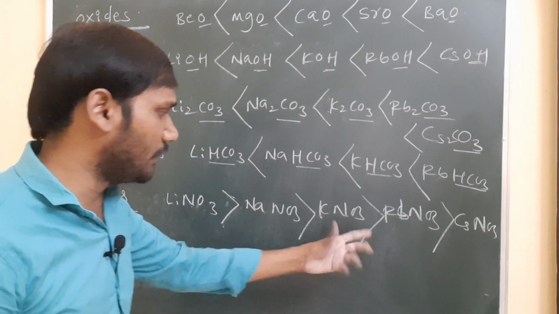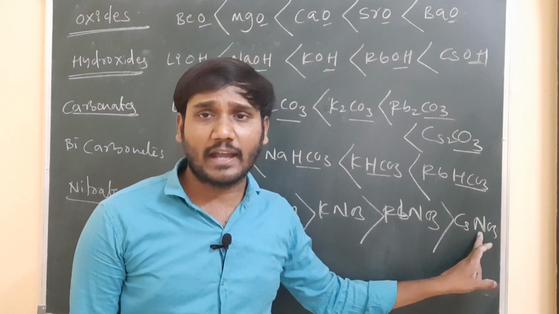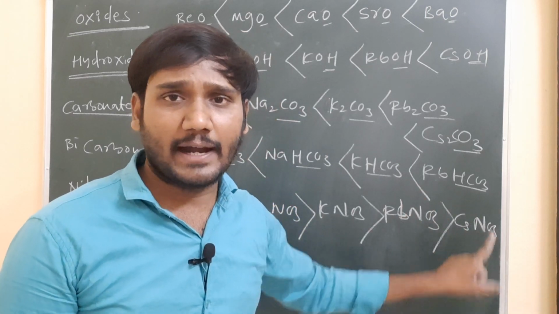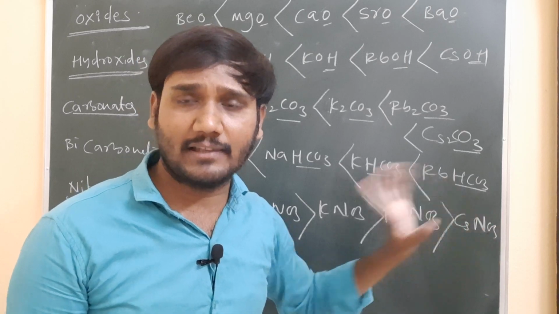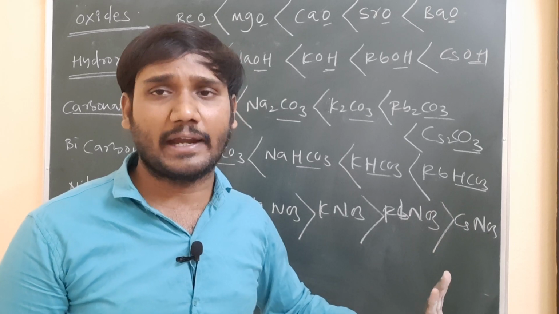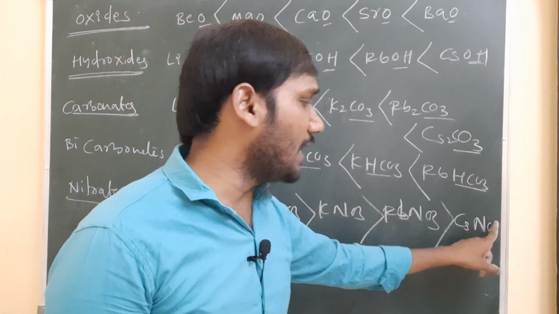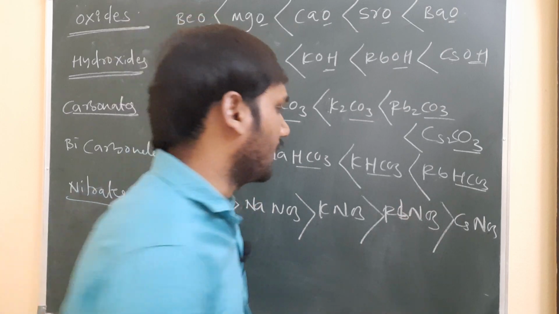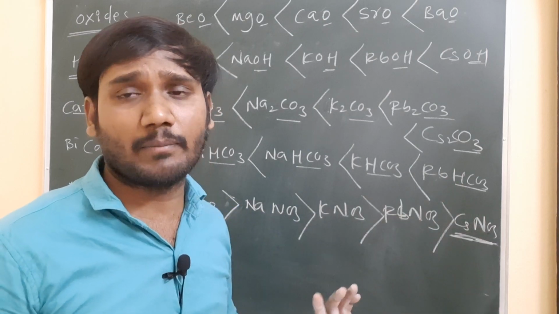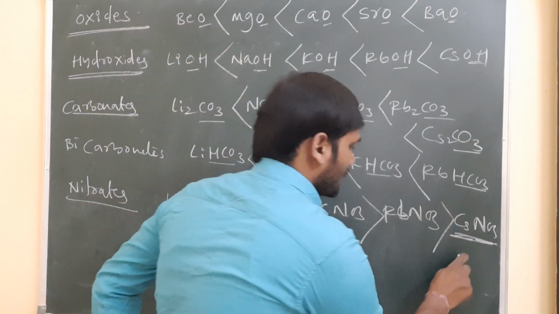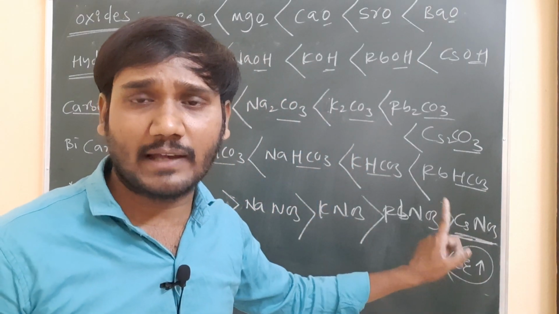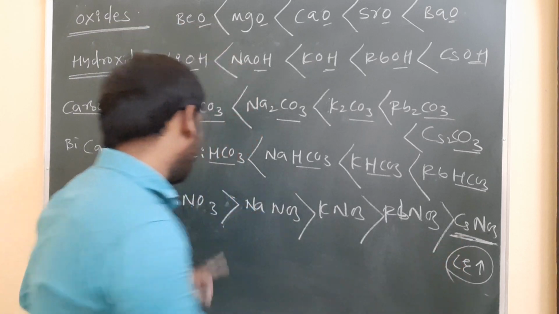So simply we can say that a large anion is stabilized by the large cation. Cesium is the large cation, NO3, nitrate, is a large anion. Once again, very important point here: a large anion is stabilized by the large cation. So large anion with large cation is very, very stable. More stable cesium nitrate means lattice energy is more. Lattice energy more means solubility less. Here solubility is less, here solubility is more.